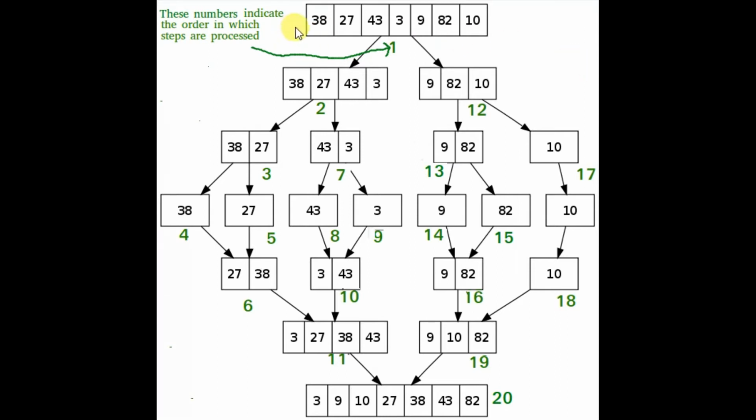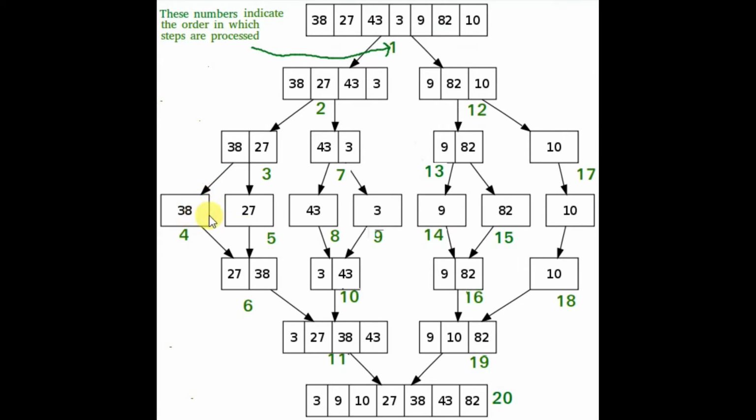Here let's consider an array of 38, 27, 43, 3, 9, 82 and 10. The number below the array represents the step number. Like this is the first step dividing these two, and then this is the second step dividing these two, and so on. Here our first array is divided into two parts from its mid, which is 3. Then it is divided again into 38 and 27, and 43 and 3. Then it will be divided until each element has its own array.